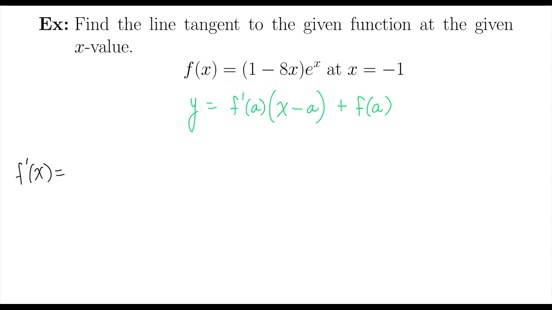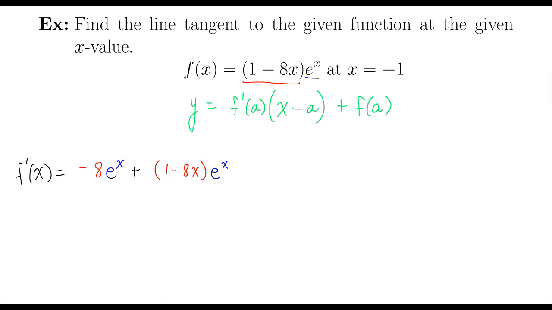We're going to use the product rule here. Here's my first piece, and here's my second. The product rule says derivative of the first, derivative of 1 minus 8x is -8, times the second, which is just e to the x, plus the first left alone, times the derivative of the second. Well, the derivative of the second is e to the x. It stays the same. So there's my derivative.